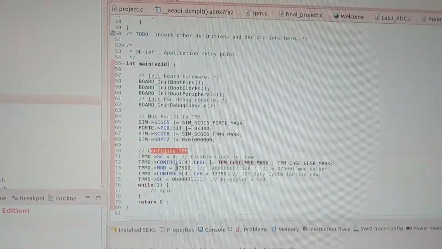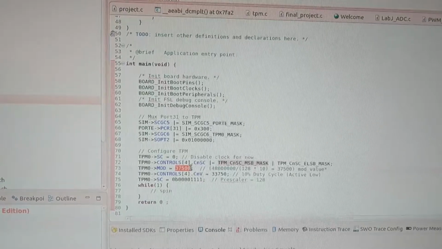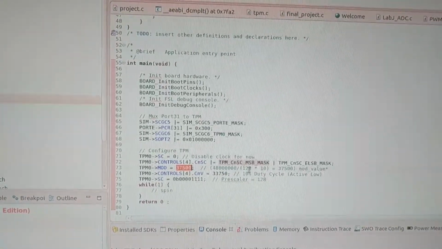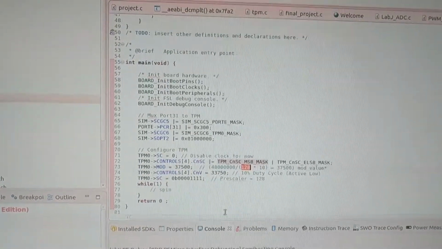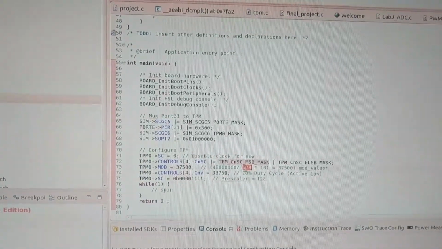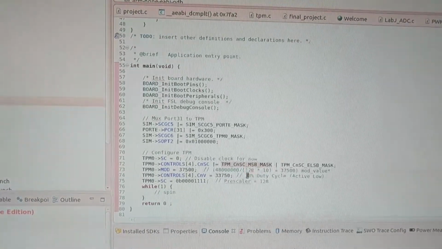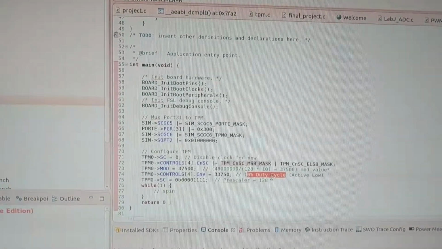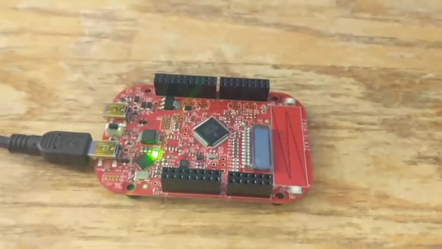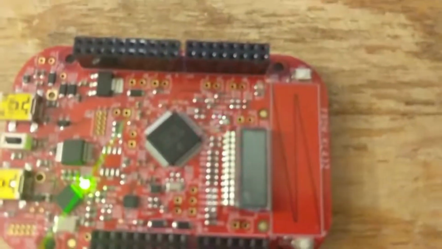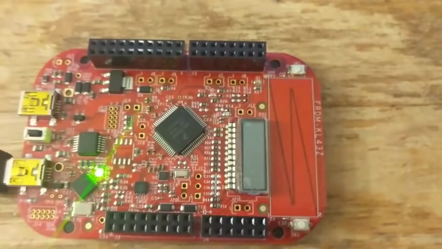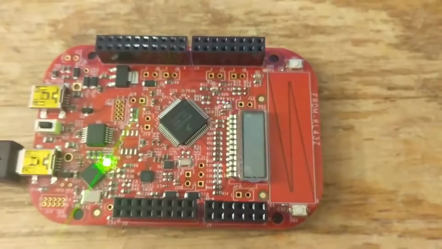Over here you see I set up the mod value to 37500, which is equivalent to 10 Hz if we use the highest scale prescaler value and we divide it with 128. The CNV has been set to 33750, which essentially would be the 10% duty cycle since the LED is active low. And as you see over here, the board blinks. The LED is blinking at 10 Hz. I do not have access to an oscilloscope right now to confirm, but theoretically this should make sense.